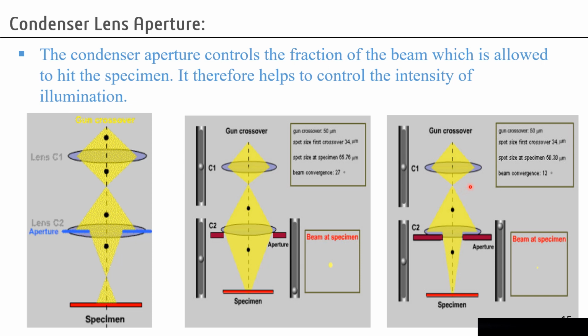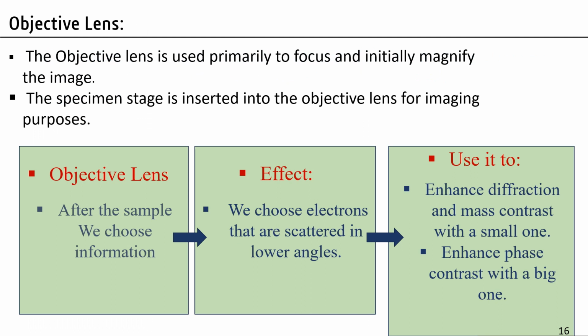In this picture, we see that the aperture is narrower and gives a sharp ray of electrons on the specimen and gives more and better diffraction. Here the gun crossover is 50 microampere, the spot size of the first crossover is 34 microampere, the spot size at the specimen is 50.3 microampere, and the beam crossover here is 12.